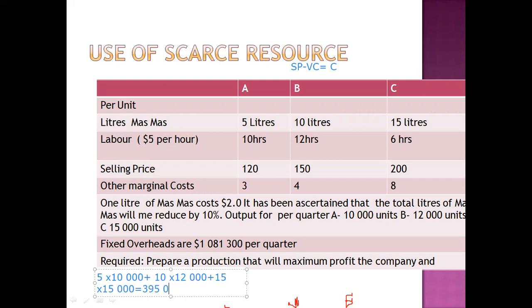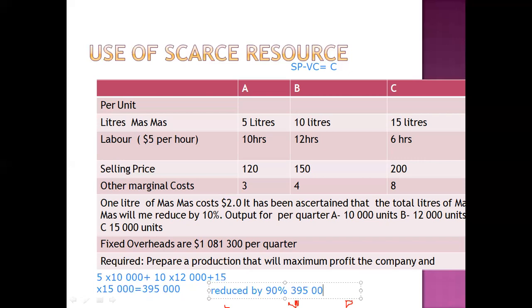I got 395,000. Okay, this is our normal budget, but we are told now that the normal budget will be reduced by 10%. So they will supply how much? They will supply 90%. They will supply 90% of what? Of 395,000. Okay, so that's our budget now.